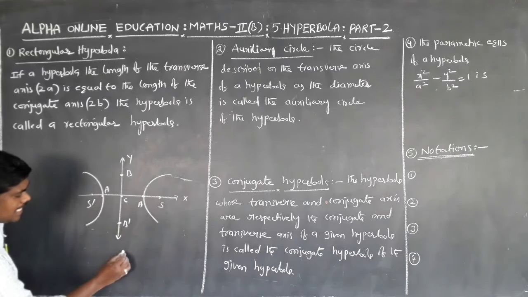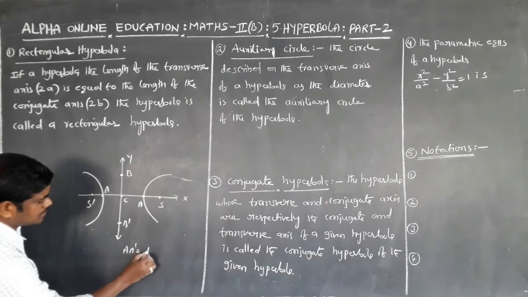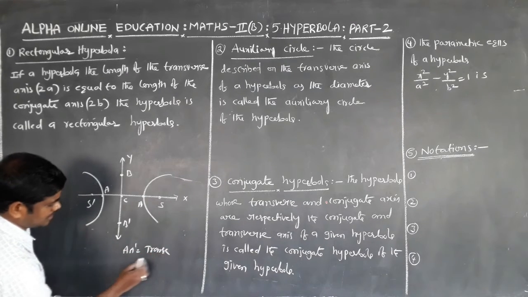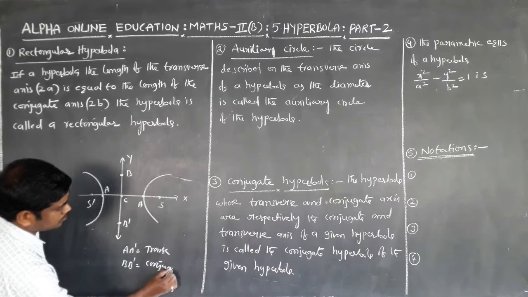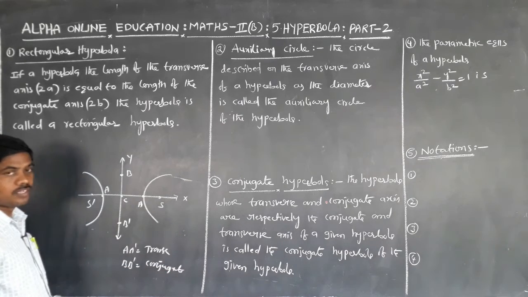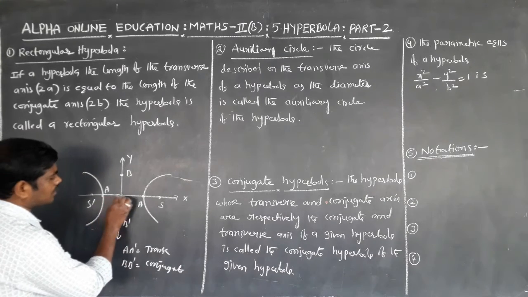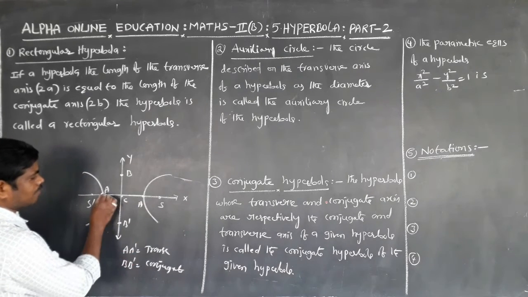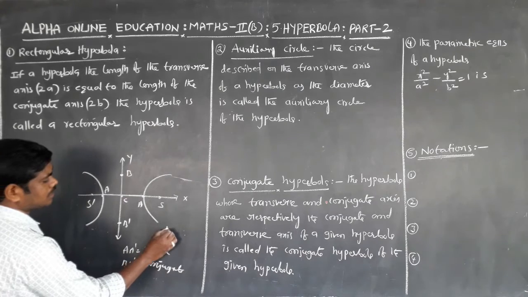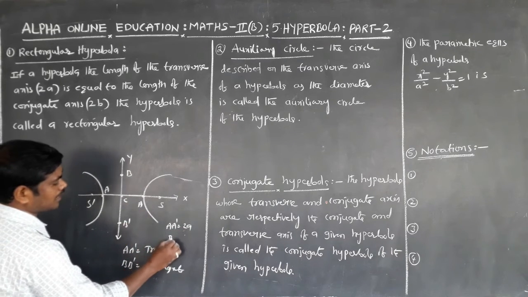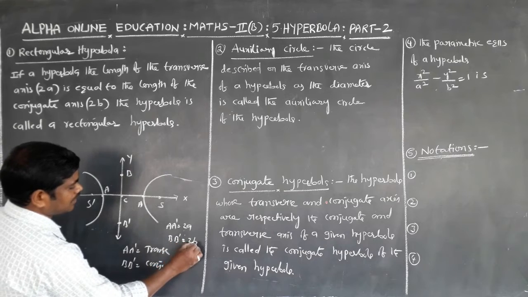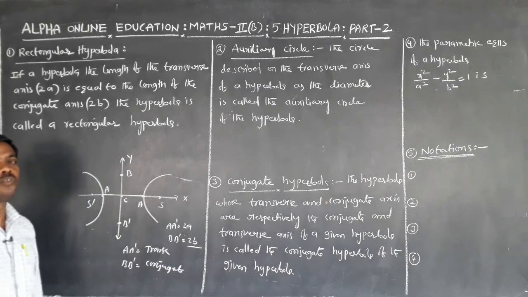Here the length of the transverse axis of a hyperbola is 2a. The length of the conjugate axis of a hyperbola is 2b.